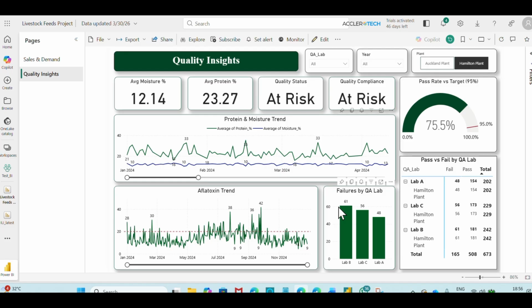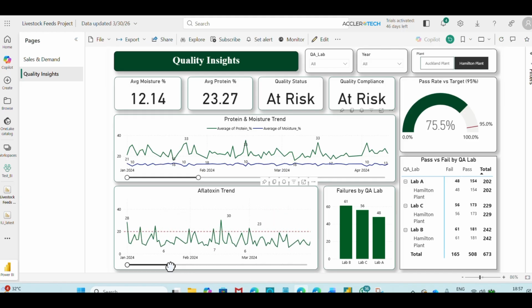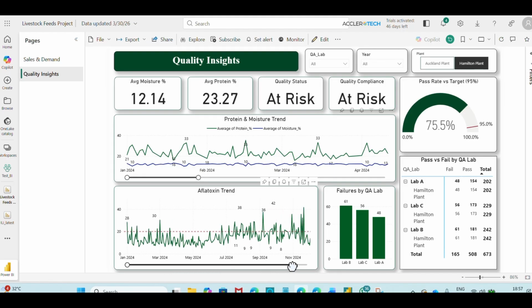So, the next one is the safety or contaminant monitoring, which gives us safety-related trends highlighting periods where risk levels increase. These insights support early interventions, protecting compliance, livestock health, and downstream trust. There is a slider over there, and we can see the trend over here.